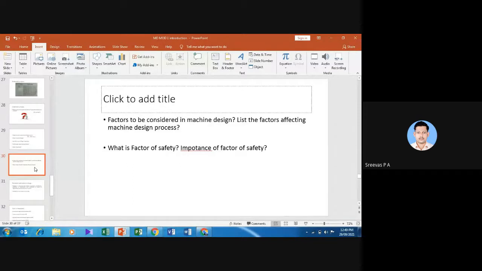Temperature stresses. Yes, sir. Yes, yes, sir. Okay, what is thermal stresses?